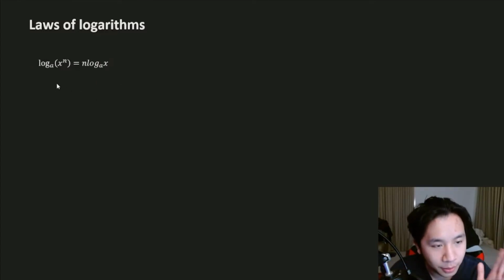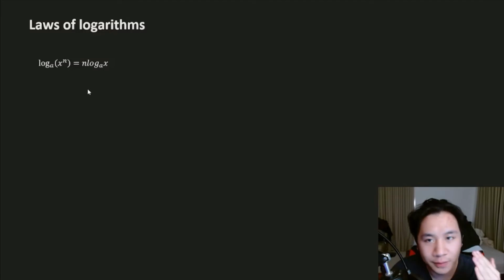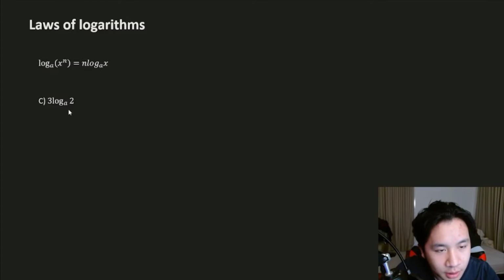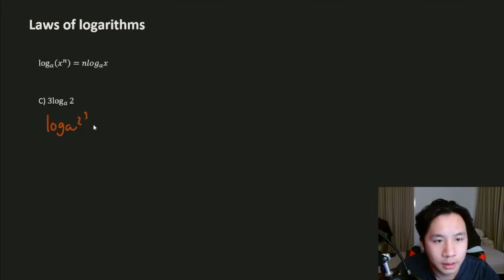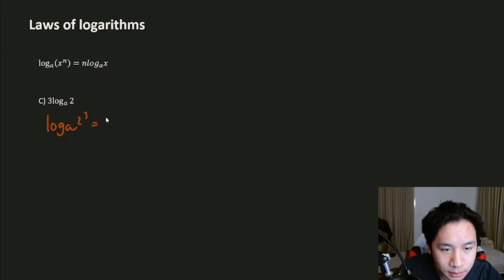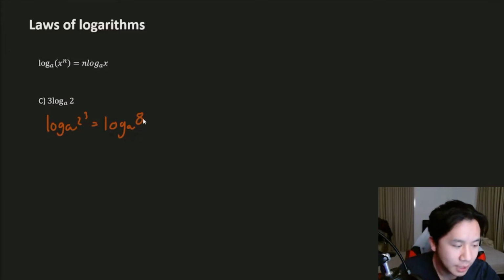So this is the third rule. I feel like it's easier if I just show you how this rule works with the question. Here we have 3 log_a 2. Now, all you need to do in this one, if you read it right here, is this n will be a power of the log number. So this would actually be log_a of 2^3. It just becomes the power of the number. And if you simplify this, it will equal log_a 8, because 2 to the power 3 is 8.